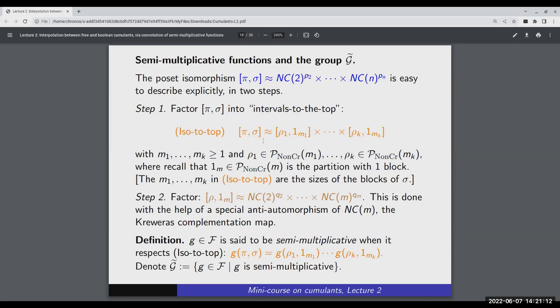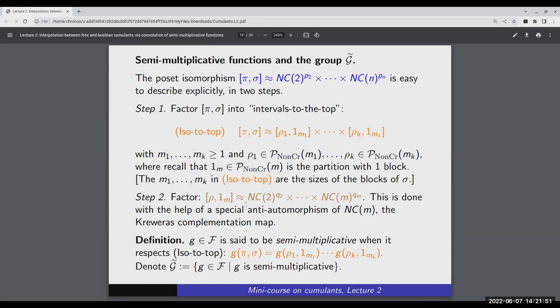So you do a first step where the interval is factored into a Cartesian product of intervals which go from somewhere to the top of the lattice. Then you have a second step which asks what you do when you have such an interval from something to the top. Here it is P non-crossing, which is non-crossing partitions, and this is NC, which is also non-crossing partitions, but I forgot to put a backslash in the LaTeX file. Sorry about that. So NC is the same as the other thing.